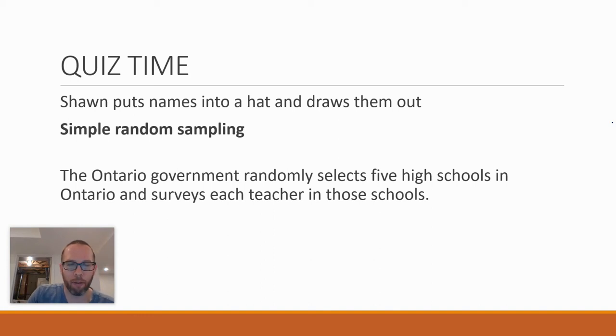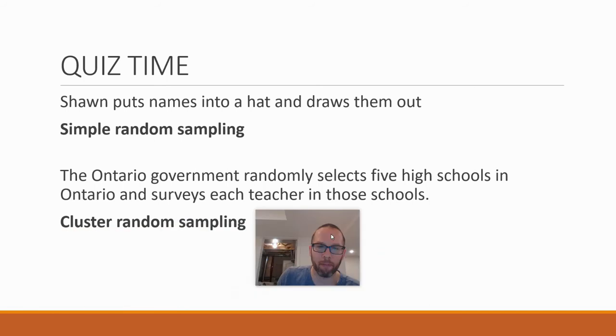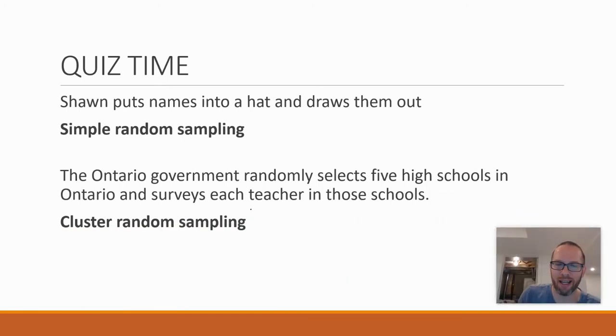Our third example there: the Ontario government randomly selects 5 high schools in Ontario and then surveys each teacher in those schools. Which of our techniques do you think that one is? That would be an example of cluster sampling, because we're surveying each teacher in those schools. In this case it's cluster. If you said multi-stage sampling, I could almost buy that.